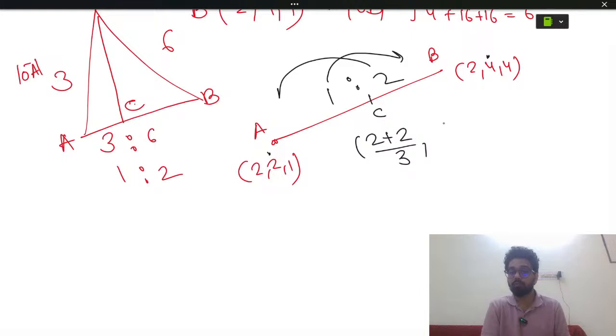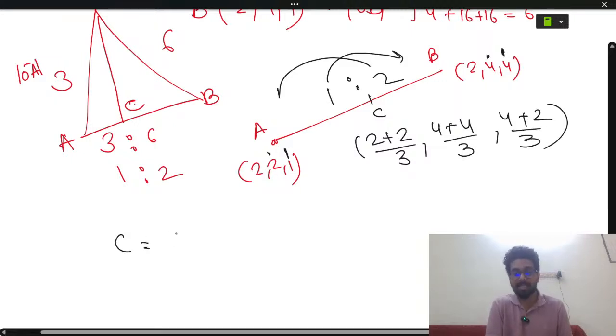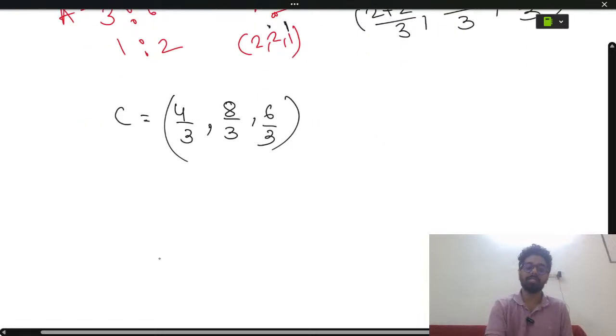1 into 4 plus 2 into 2 is 4 by 3. 1 into 4 and 2 into 1. So 1 into 4 is 4, 2 into 1 is 2 by 3. So what is the point C? C is 4 by 3, 8 by 3 and 6 by 3, and we have to calculate its distance from origin. So what is OC?